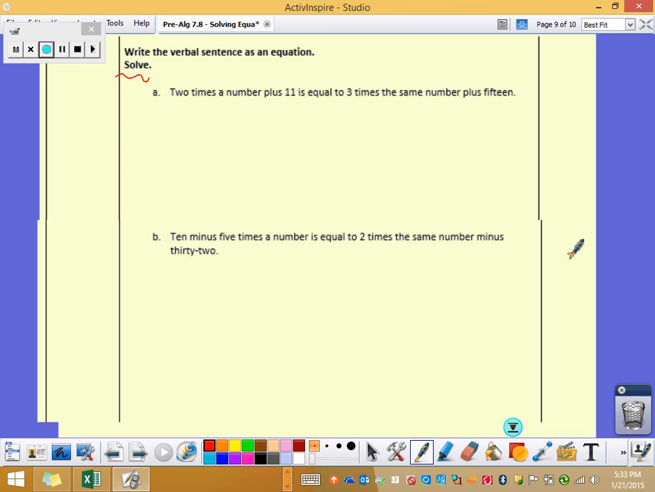Okay, so the first thing we have to do is we have this word number in here. It's a number. We don't know what that number is, so we need to give it a name. So we're going to let x equal the number. So we're going to call this number x. It's a nice variable.